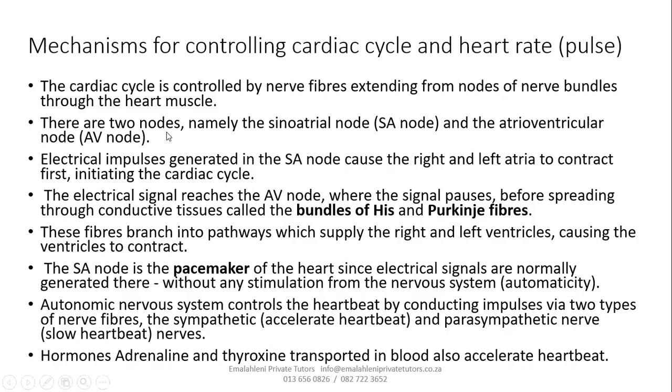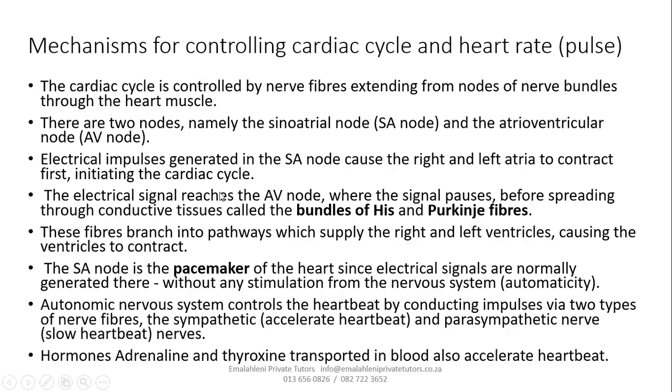Now we have got two nodes here, namely the sinoatrial node and the atrioventricular node. The electrical impulse generated in the sinoatrial node causes the right and left atria to contract, initiating the cardiac cycle. So it initiates atrial systole. Atrial systole is generated there. That's why our impulse says contract, we need to pump more blood.